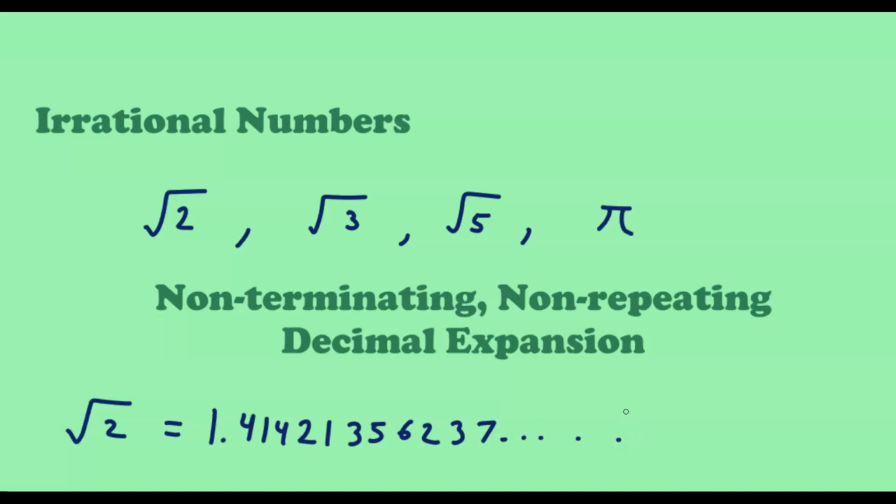And if we have a look at this decimal expansion, we can see that it does not terminate because it goes on forever, and it does not repeat. If we have a look at these digits after the decimal point, we can see that there is no repeating block of digits. So this is a non-terminating, non-repeating decimal expansion for the irrational number square root of 2.